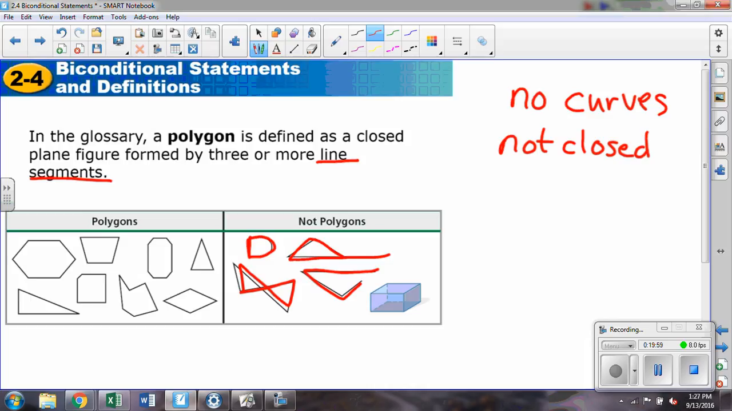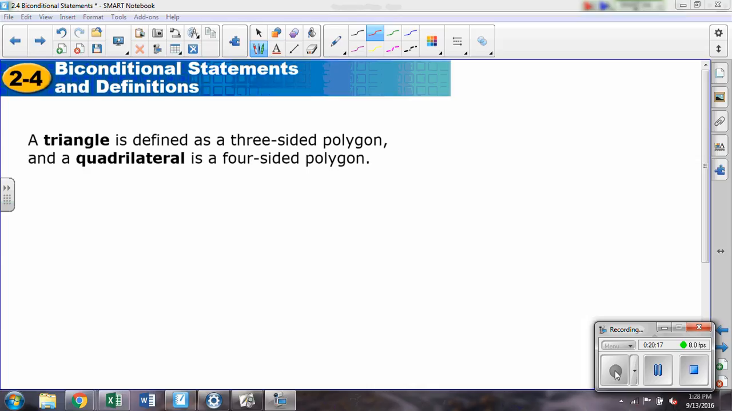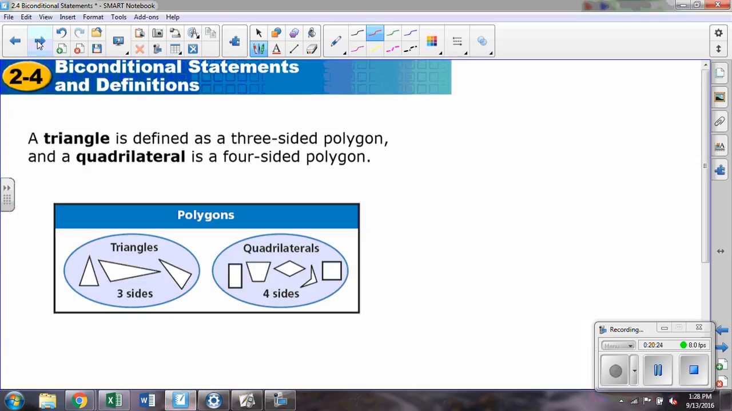And what's wrong with the last one? A plane figure is two-dimensional. This is 3D. A three-dimensional figure is not a polygon. And just to refresh your memory, because of course I'm sure you know it, if a polygon has 3 sides, it's a triangle. 4 sides makes it a quadrilateral.